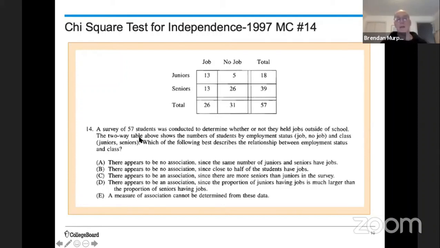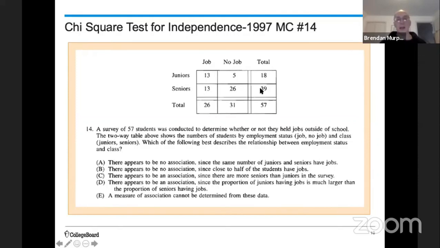I guess I'm not seeing the word random here. Let me read it again. This was 1997, which was a long time ago. It was our first year running AP Stats. I think today you'd probably see the word random in there, but let's assume it was random. So without doing a whole lot of math, it looks like 13 out of 18 juniors have a job. Well, that feels like it's almost 70%. Yeah, 72% of the juniors have a job.